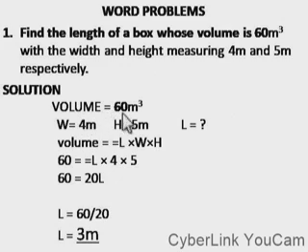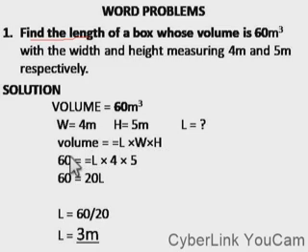So the volume is given to us as 60 meter cube, the width is given as 4 meters, and the height is given as 5 meters. We are looking for the length because they said we should find the length. So we are going to make use of the volume of that box. And what is the name of that box? A cuboid. So the volume of a cuboid is equal to length times width times height.